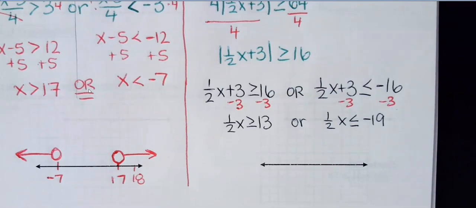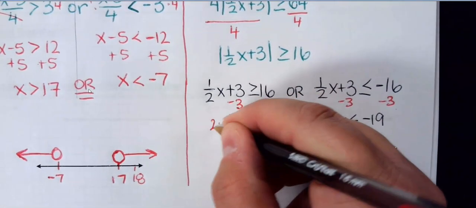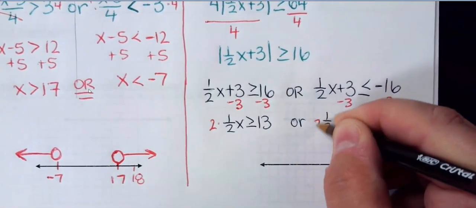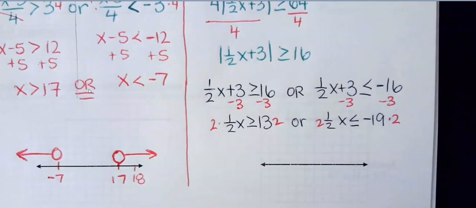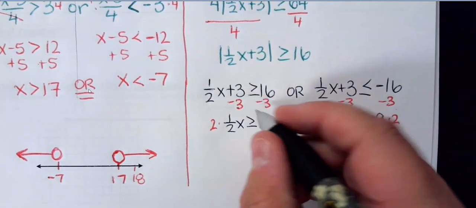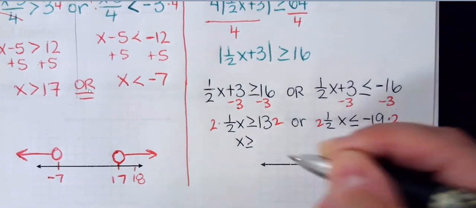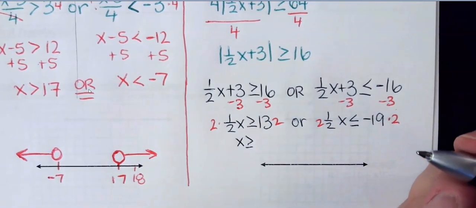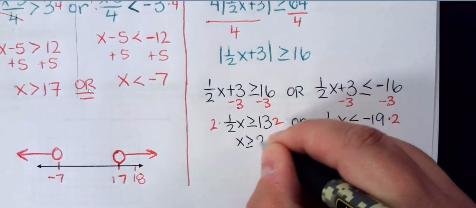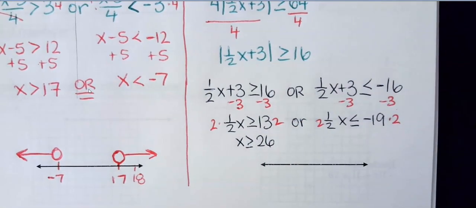Times by 2. I would just multiply by the reciprocal, just flip that over, times 2 on both sides, multiplying everything by 2. I'm just kind of working them both at once. So that's not flipping any inequality symbols over or anything like that. I'm just multiplying by positive 2. 13 times 2 is going to give you 26. So this is saying any number greater than or equal to 26.